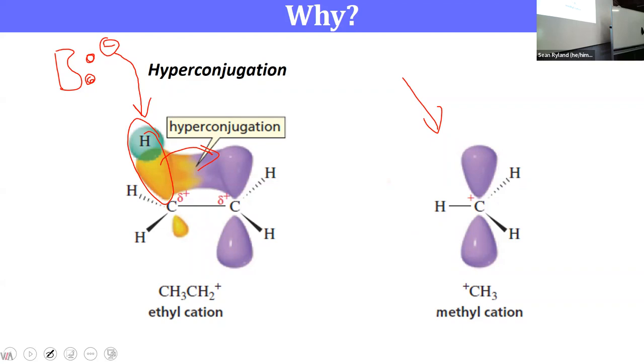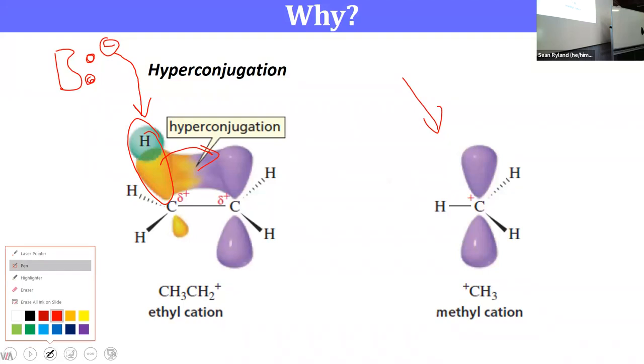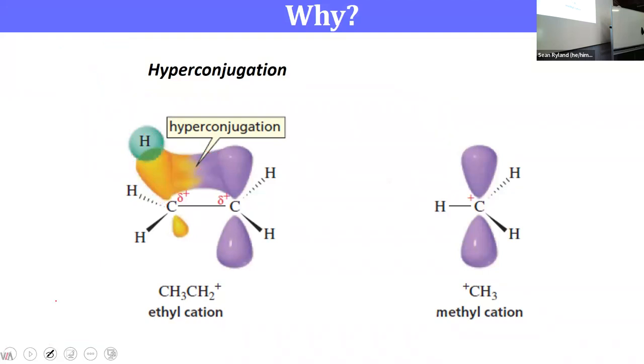So hyperconjugation makes it seem like it's more important than normal conjugation, which is not the case. Normal conjugation and resonance is the bigger deal. This only basically gets used as a way to talk about our rules for carbocation stability. But what does this idea lead to in terms of our rule for carbocation stability? What's the most stable carbocation?